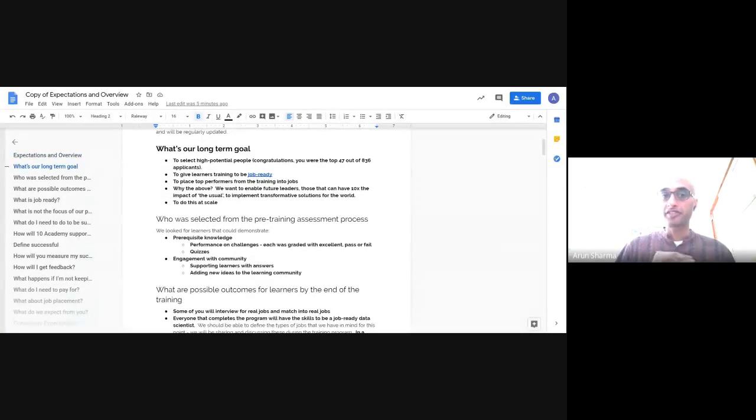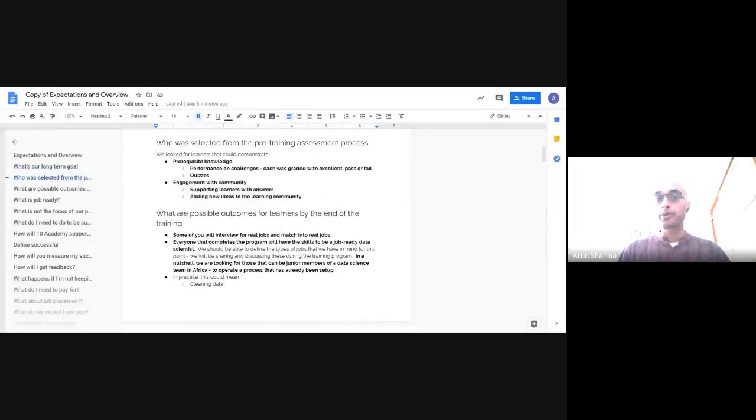So we're starting off today and this is our third batch of trainees, starting off with data science. But longer term, we want to look for future leaders, people who can have 10 times, and that's why it's called 10 Academy, 10 times the impact of a usual person, and people who can implement transformative solutions for the world at scale. We selected people with prerequisite knowledge and people who engaged with the community. And engagement with the community for us was not only asking questions, where do I find this link, or what's going on, when is what due, but people who can add to the community. So answering questions or saying, here's an idea, here's an interesting article, we're closing in a couple of minutes, let's all work hard towards the end, things like that.